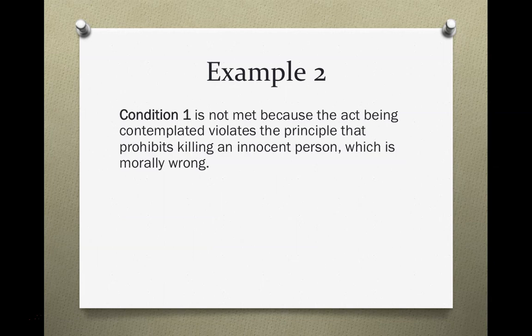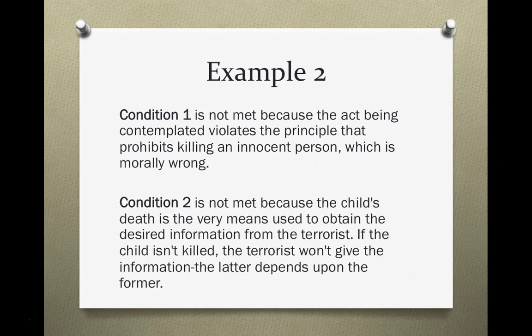So, in this case, condition 1 is not met because the act being contemplated violates the principle that prohibits killing an innocent person, which is morally wrong. Condition 2 is also not met because the child's death is the very means used to obtain the desired information from the terrorist. If the child isn't killed, the terrorist won't give the information. The latter depends upon the former.